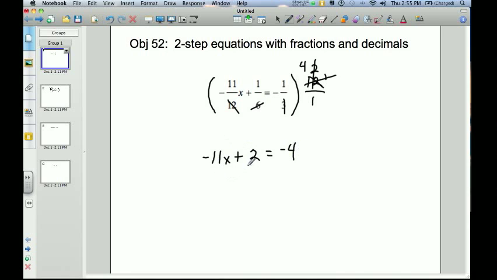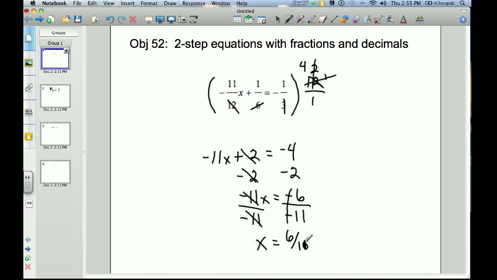So now we just have a two-step equation that we have to work with. Our first step is to get rid of the 2 by subtracting it from both sides. So we have negative 11x equals negative 6. Our next step is to get rid of the negative 11 by dividing both sides. We cross those two out. Negative divided by negative makes a positive. That's the only thing we do over here, we simplify our signs, and we end up with a positive 6 over 11.